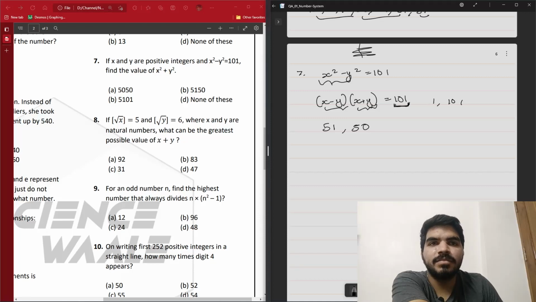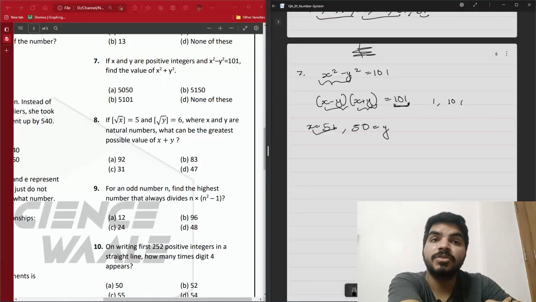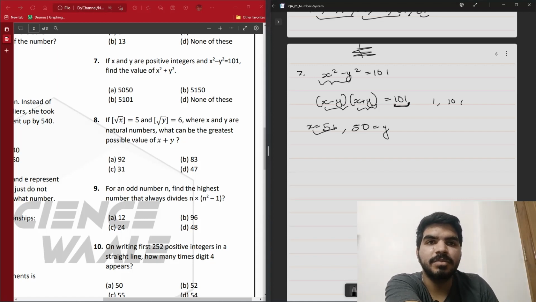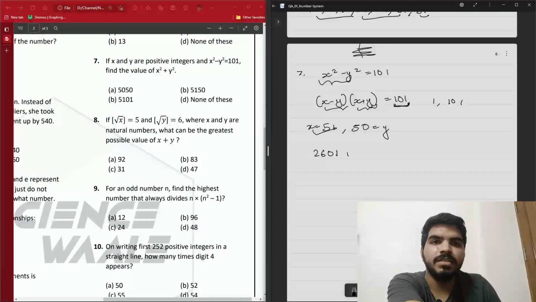How to find it? You can add them and say that x plus y should be equal to 101, x minus y is equal to 1. Adding them, you will get 2x is equal to 102, x is equal to 51, and y is equal to 50. This is the answer. Okay, x square plus y square is asked. X square must be 51 square, 2601, plus 50 square, 2500. How to take 51 square fast?